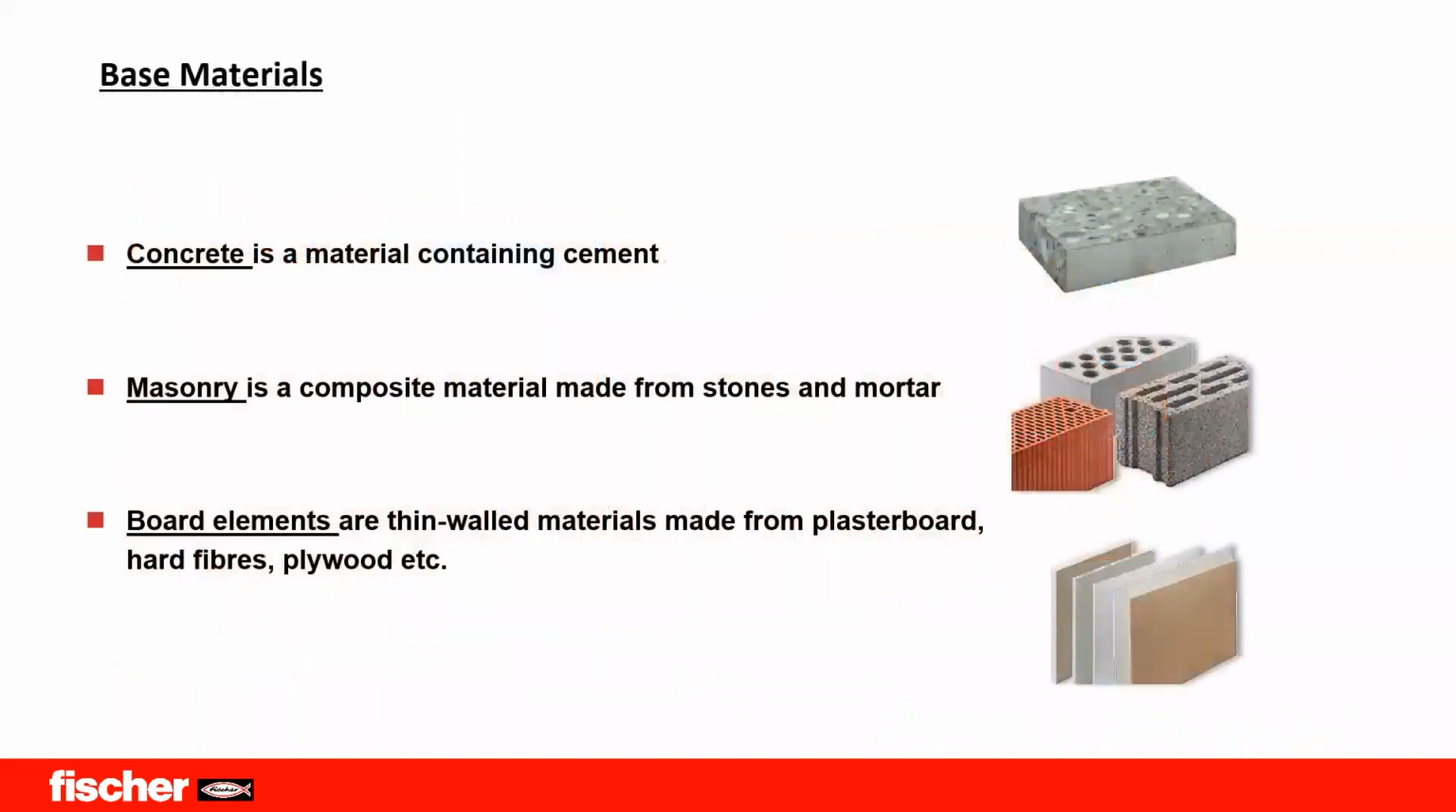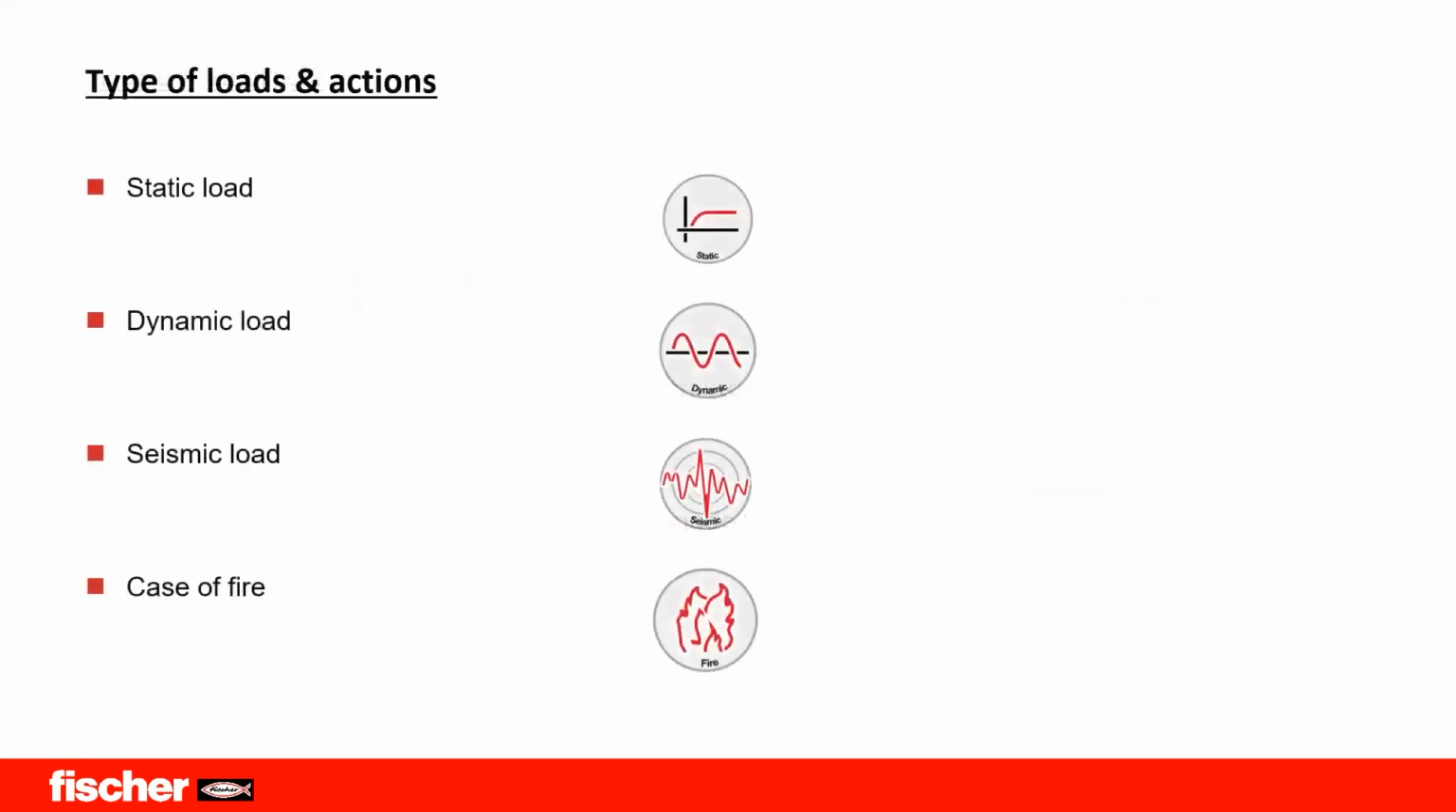Now, I will go through the base materials. In our industry, basically, there are 3 types of base material available: concrete, masonry, and board elements. All 3 base materials will have different fixings for different arrangements. Coming to the type of loading and actions, there are different loadings. As per the requirement, you can have static load, dynamic load, seismic or earthquake load, and in case of fire also it can be designed.